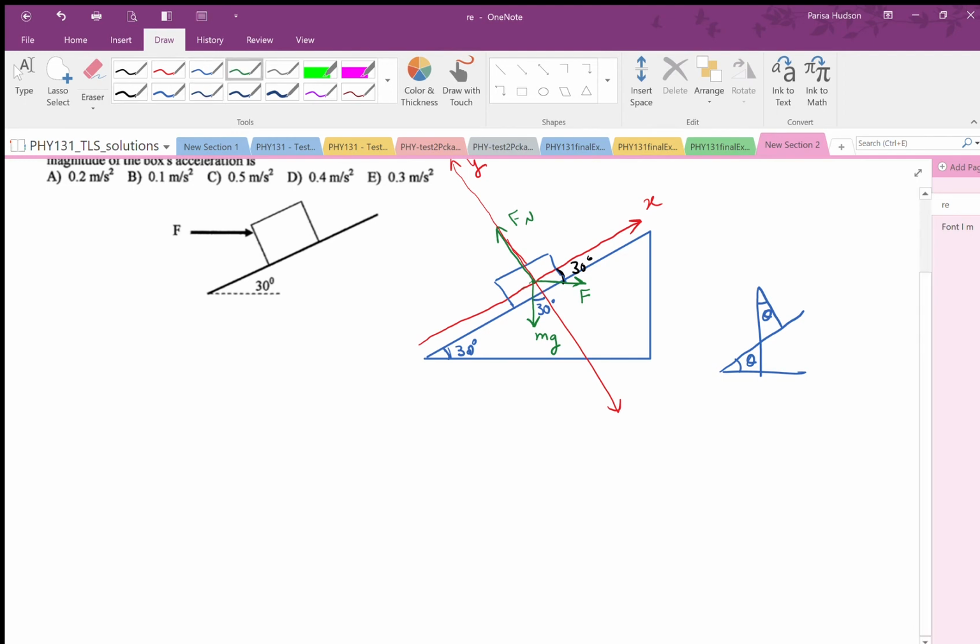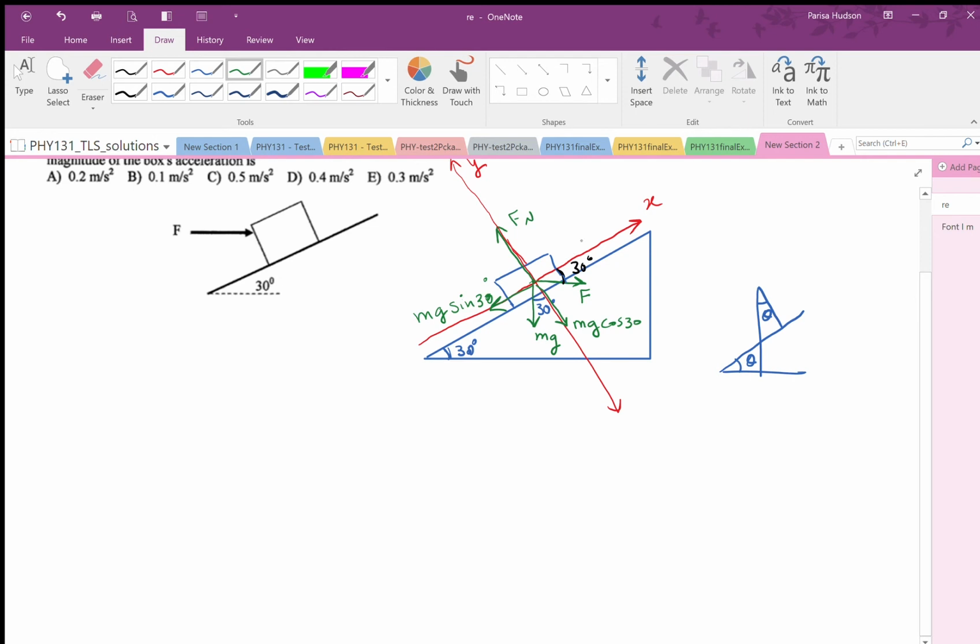mg will have two components. The x component will fall on the x-axis, and it would be opposite to 30 degrees. Therefore, it would be mg sine 30. And if you remember in the class, I said sine slides down the slope. And the y component of mg would be falling on the y-axis, and you will have mg cos 30 for the y component.